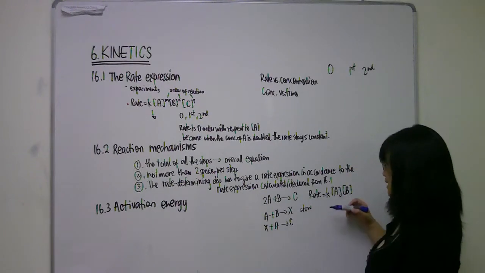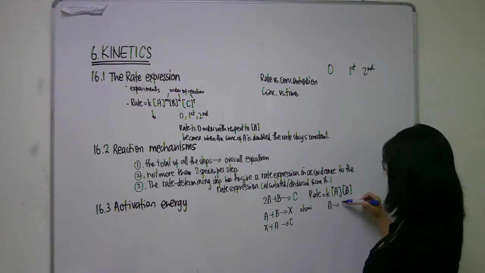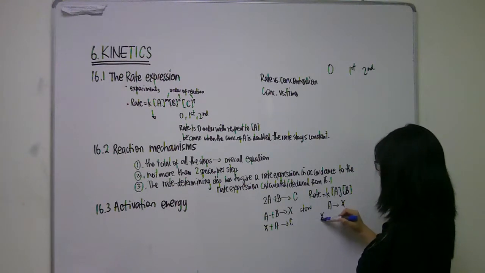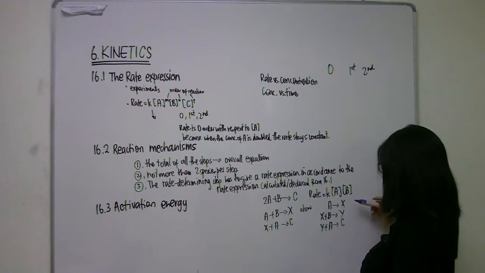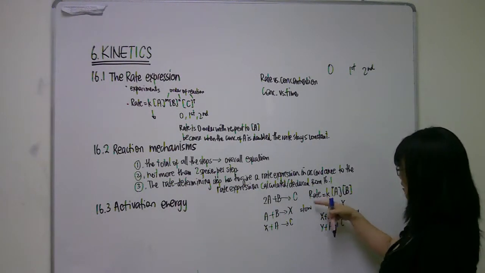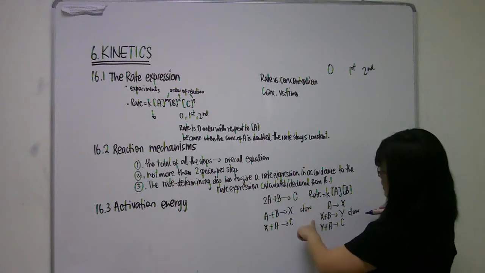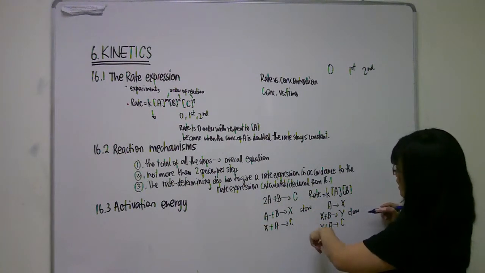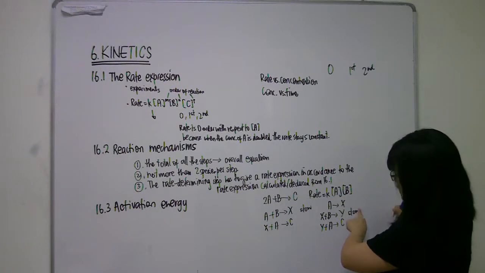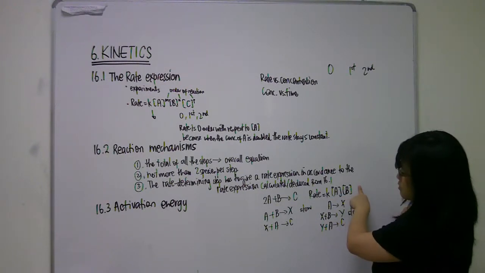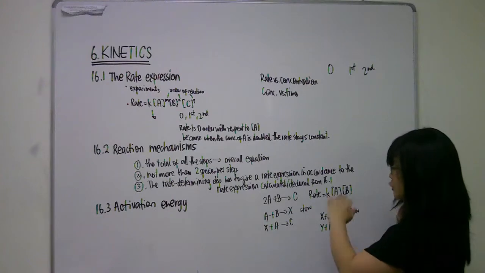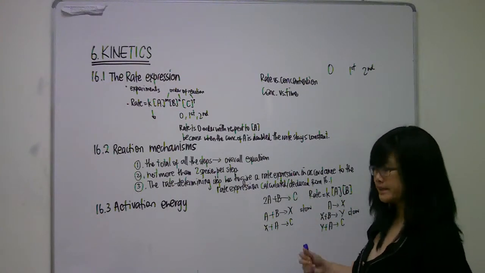Yeah, so there are others, for example, I can say A will turn to X first, and then X will react with B to give me Y, and then Y will react with another A to give me C. So if I say this is a slow step, again this in total will give me the overall equation. Each step is no more than 2, and if this is my rate determining step, I'll definitely get this as a rate, if you work it out. So it's another possible reaction mechanism.